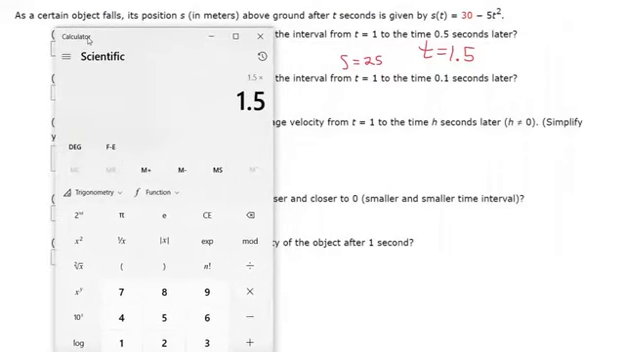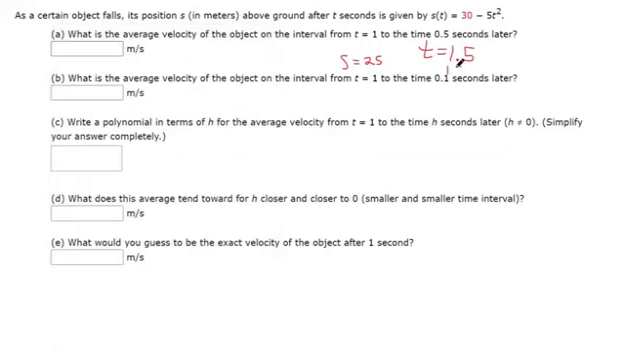1.5 times 1.5 times 5. So this term is minus 11.25. 30 minus 11.25 gives us 18.75 for the height half a second later. What was it? 18.75.